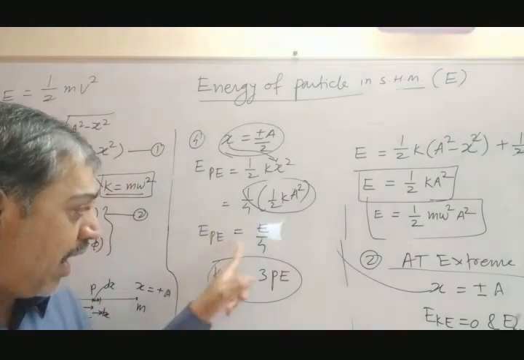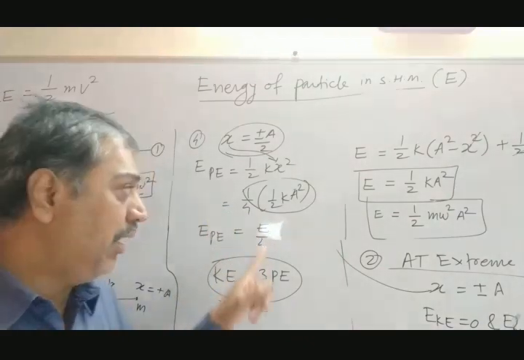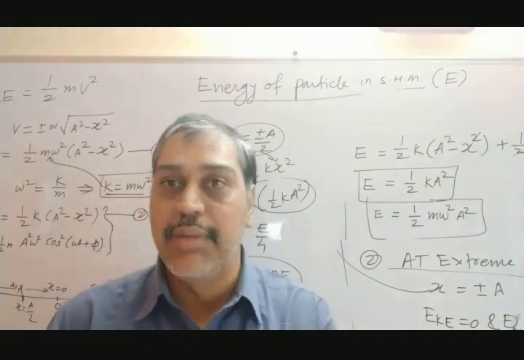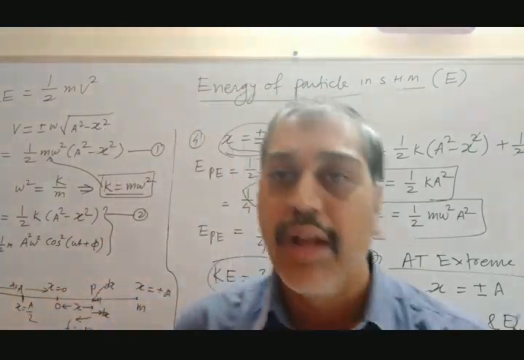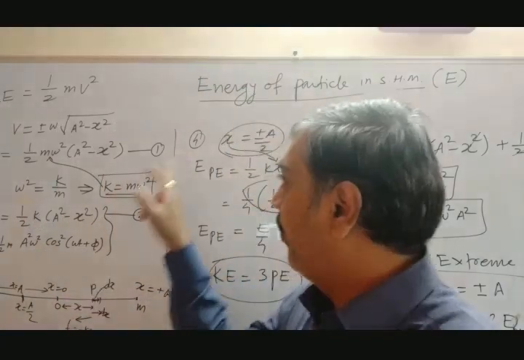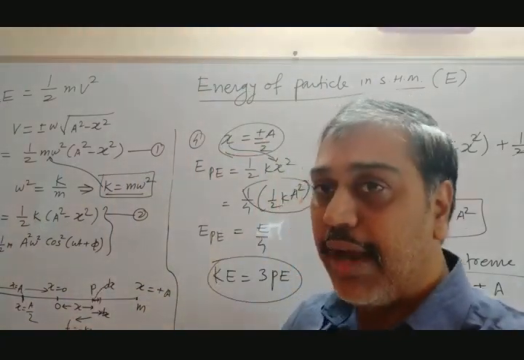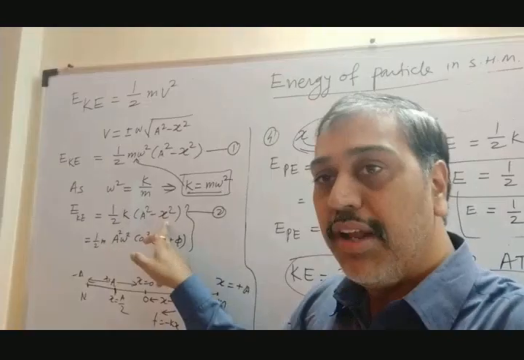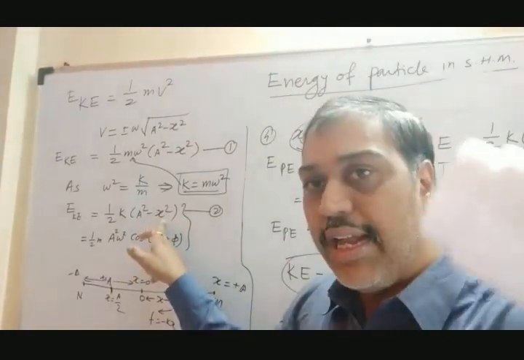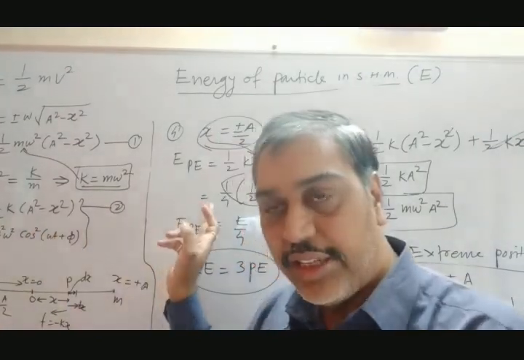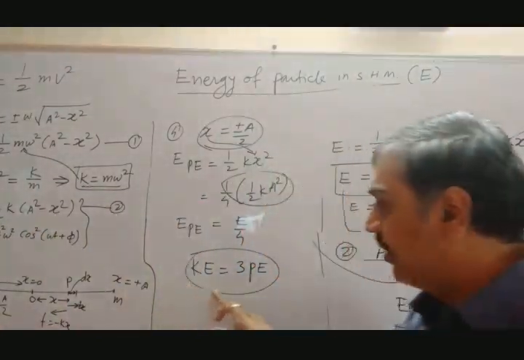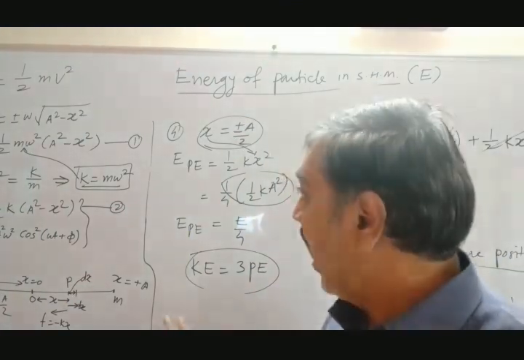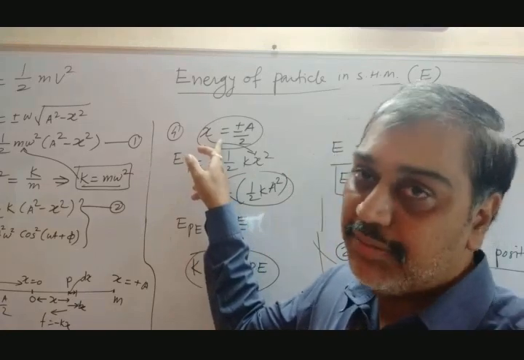We have found the potential energy is E by 4. Similarly, at your home, try to find out the kinetic energy of the particle by putting x equal to plus minus a by 2. This equation we know. Put it here, find the kinetic energy, and we have found the potential energy. Equate the equations. We get this relation: kinetic energy is 3 times the potential energy, at this point x equal to plus minus a by 2.